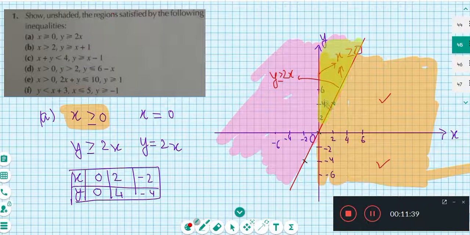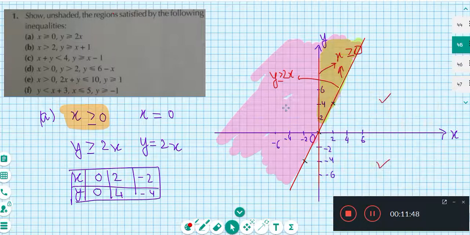If I remove this, the answer will become this one. So this is your answer. This is the region where these two inequalities are satisfied.